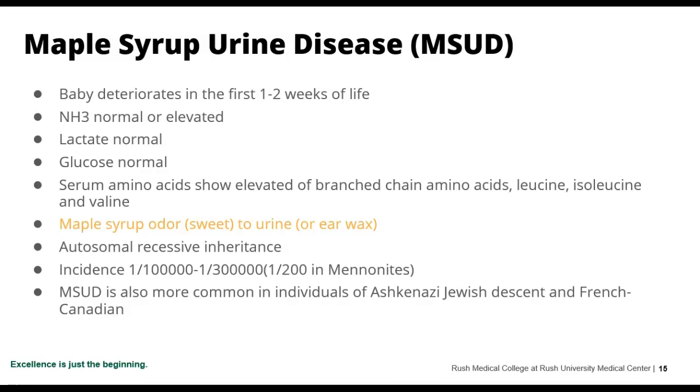The serum amino acids show a certain pattern of elevated amino acids, including leucine, isoleucine, and valine, and these are known as the branched chain amino acids. And there's kind of a sweet or maple syrup odor to the urine or earwax. It's an enzyme, so it's inherited in autosomal recessive. It's very uncommon, about 1 in 100,000 to 1 in 300,000. So why the heck am I telling you about this? I don't know. But it's 1 in 200 in Mennonites, and it's also more common in Ashkenazi Jewish descent and French Canadian.